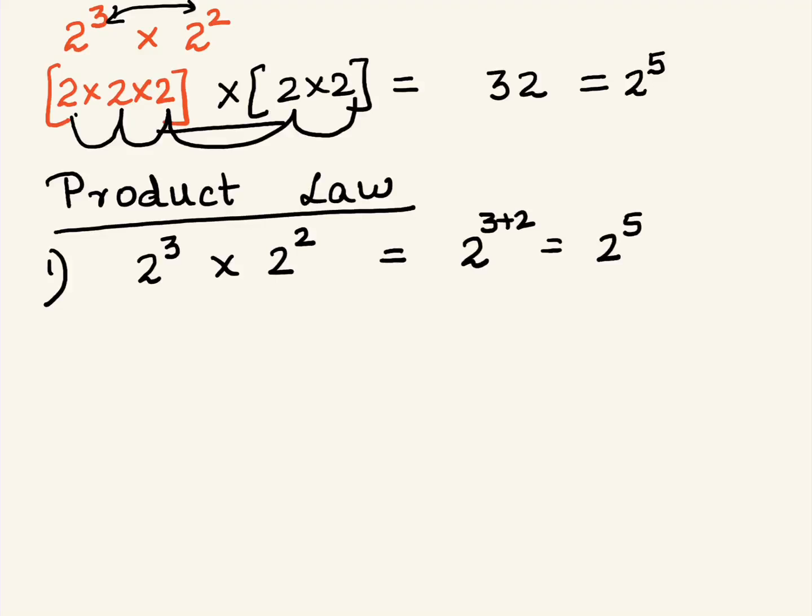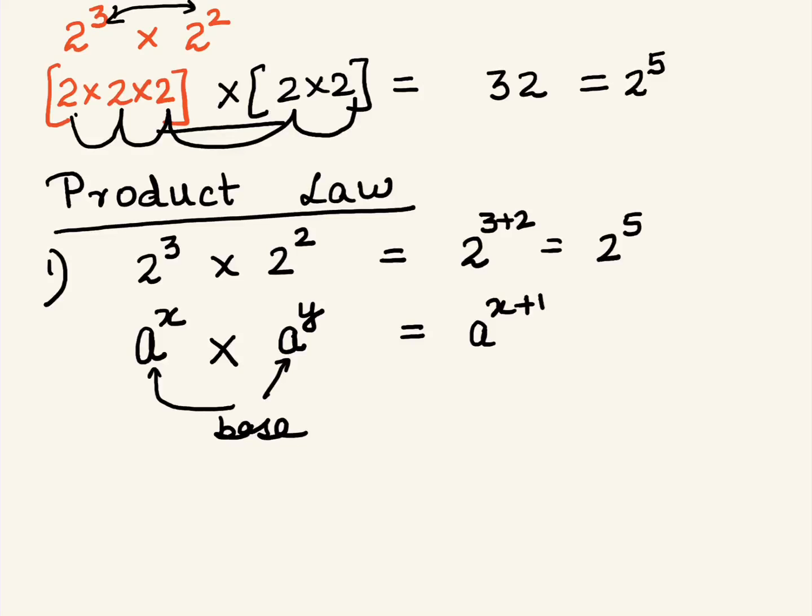2 is just an example. So instead of 2, if I have any base, a. So here is also a, here is also a. And let's say the power that I'm talking about here is x, the power here is y, and I'm multiplying both of them. When the base is the same, then in order to simplify it, we will simply add up the powers.